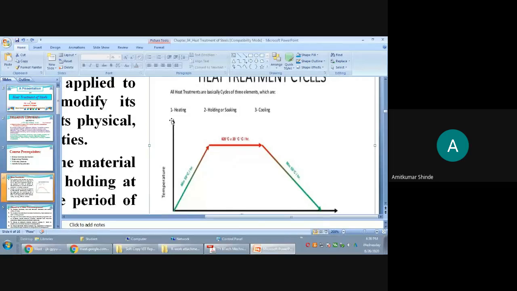Is it clearly visible? This diagram is visible? Yes. Okay, if you are not able to see these values, leave it. These values are not important here. Forget these values. Just this curve should be visible for you. Is it visible? Yes, sir. Okay, then refer to this curve only.